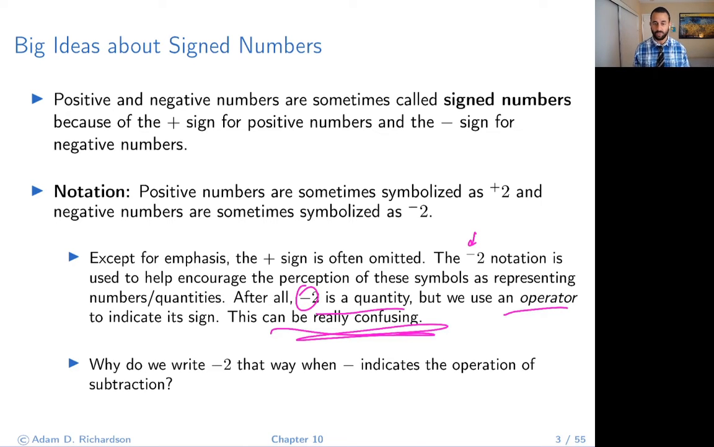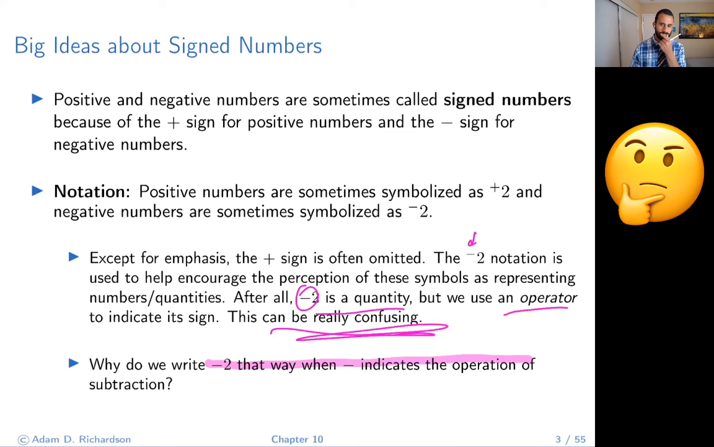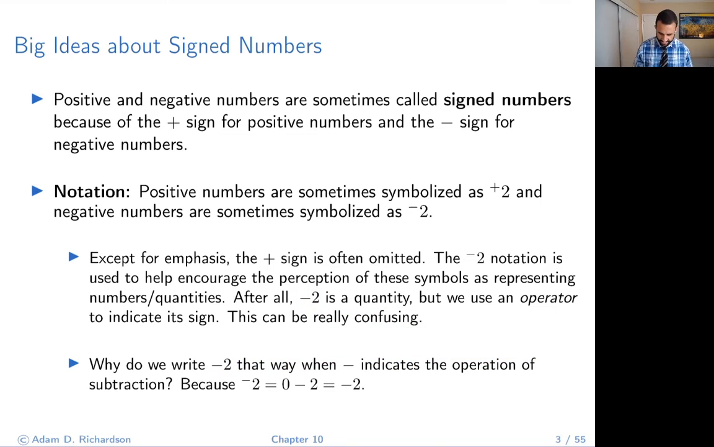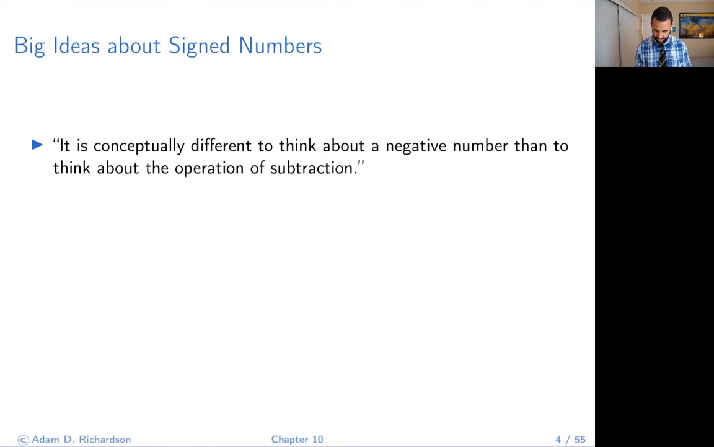So actually, here's a quick question. Why do you think we write negative two this way when that little negative sign indicates the operation of subtraction? Why do you think? Let me put up a thinker here for a moment. Well, not too surprisingly, it's because negative 2 is 0 minus 2, which is just equal to negative 2 again. So this is where that operational symbol comes into play, that you use 0 as almost like a pivot point, right?